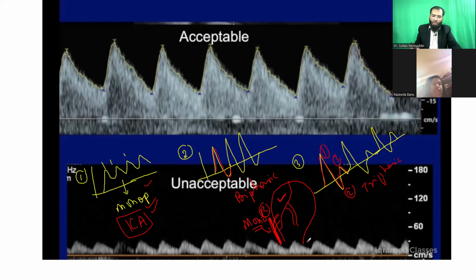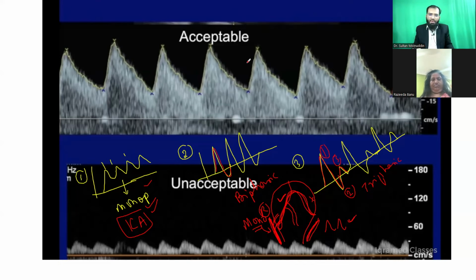And suppose you don't get monophasic flow, or you get notching, on the side where the placenta is not there, then it is acceptable. But if the placenta is like this, on both the sides, then we always expect that both of these should show monophasic flow.